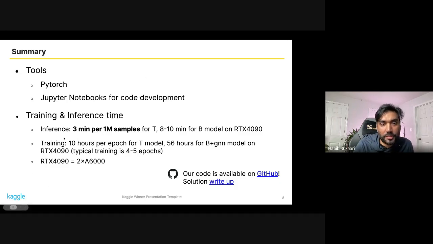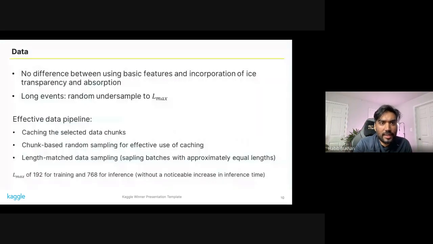This is our inference, our models, which we submitted on the Kaggle. They can run approximately 1 million samples per 3 minutes. Training was done on our local setup. So Maxime has 490s, and I have two A6000 NVIDIA GPUs. And I think that's it.